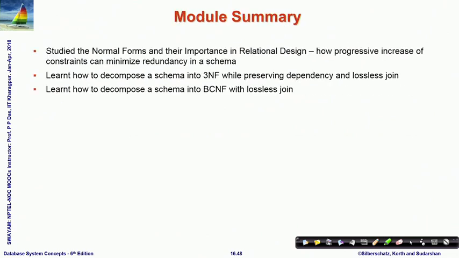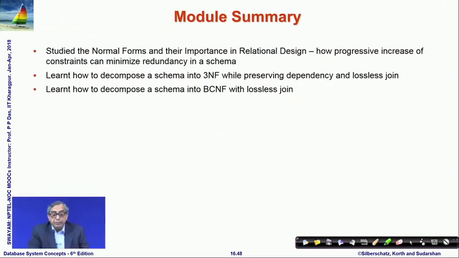So, we have studied the normal forms and their importance, and how progressively we can increase the constraints to minimize redundancy in the schema, and learned how to decompose a schema into third normal form and also into Boyce-Codd Normal Form.